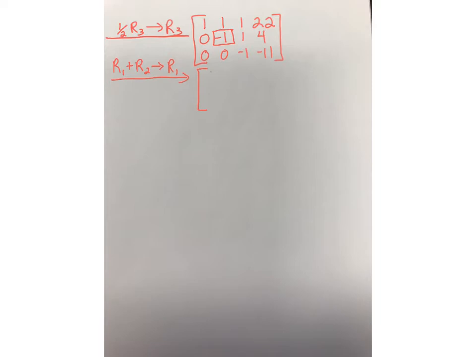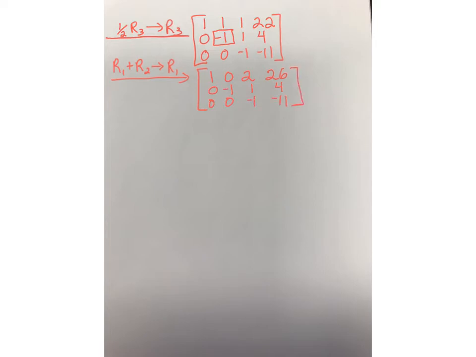So we're going to have 1 here, and then since 1 plus 0 is 1, then we're going to have 1 plus -1 is going to give us 0 here, so let's write that. And then we're going to have 1 plus 1 gives us 2, so we'll have 2 here, and then we'll have 22 plus 4 gives us 26. So that will be our new row 1. Now rows 2 and 3 stay the same, so you'll have 0, -1, 1, and 4.